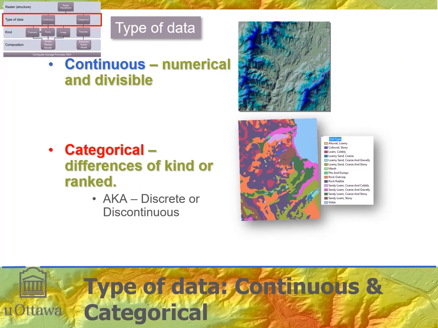So here we have two types of data that rasters can represent. The first is continuous data, and this is numerical and divisible. So continuous data are represented on the real number scale. That's the set of all numbers. So they belong to the set of all numbers. So that means a continuous variable has the capability of taking on any number along the number line, be it a rational or irrational number.